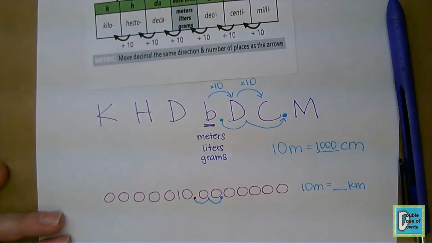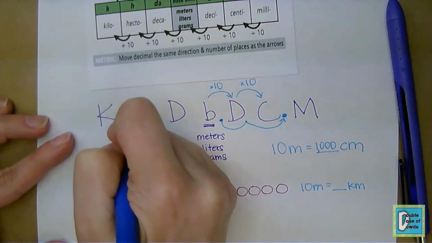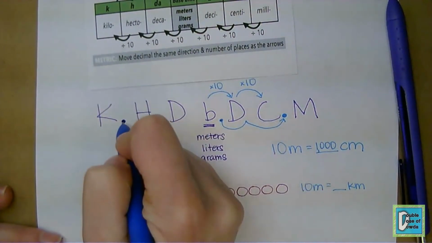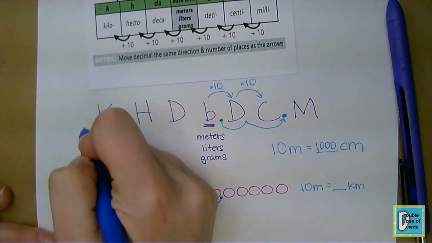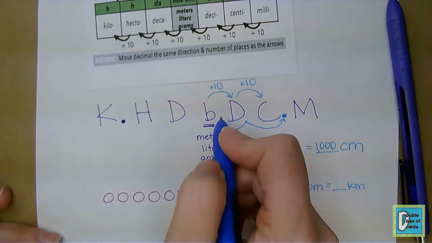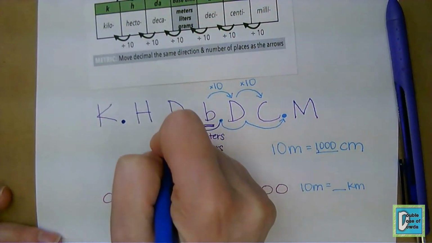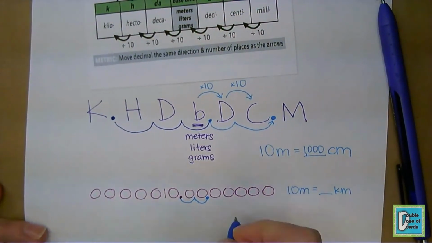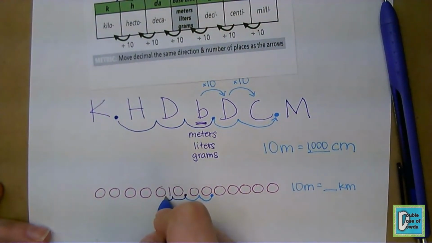Well, in this case, let me get a different color pen. In this case, I will move the decimal from the base units, and it needs to go here. That is one strategy. Also, I will often have them place their decimal before they start their jumps, because otherwise they'll go too far. They'll get confused and they'll want to put the decimal in front of the K instead of after. So place the decimal, and then we count our jumps. 1, 2, 3. So in this case, we're going to move this decimal 3 spaces to the left. 1, 2, 3.